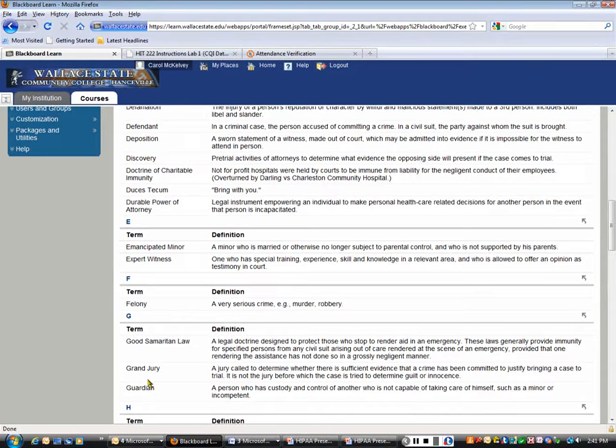Okay, guardian. A person who has custody and control of another who is not capable of taking care of himself, such as a minor or someone who is incompetent in some way. A guardian will be named for that individual.